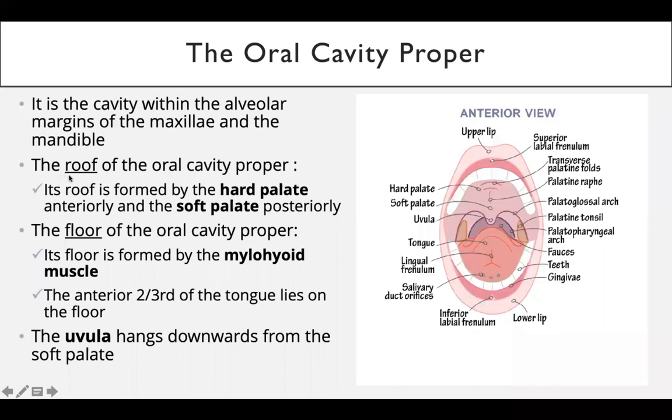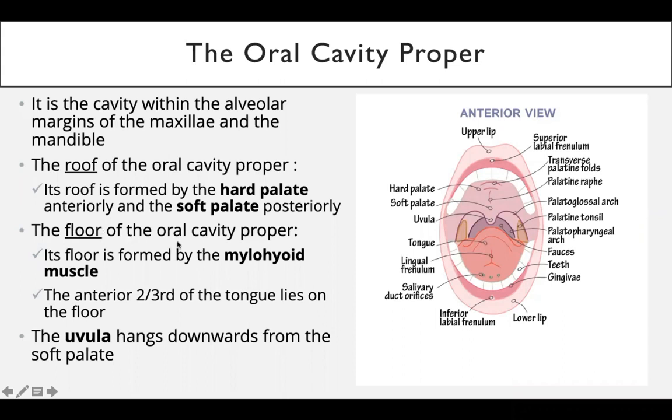As we have already discussed, the roof of the oral cavity is made anteriorly by the hard palate and posteriorly by the soft palate. So if you look at the roof, anteriorly it is formed by the hard palate and posteriorly the soft palate, and from the soft palate the uvula is also hanging.